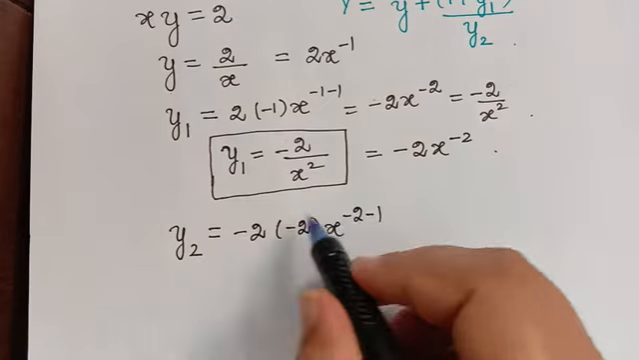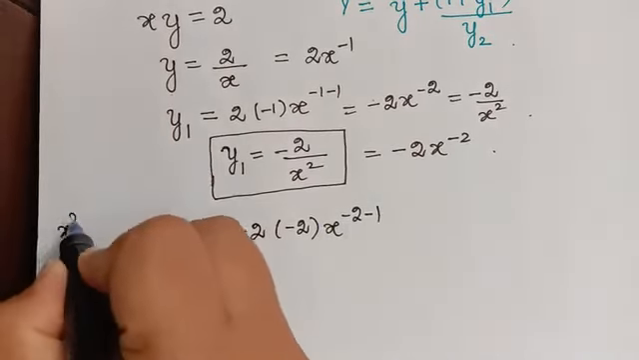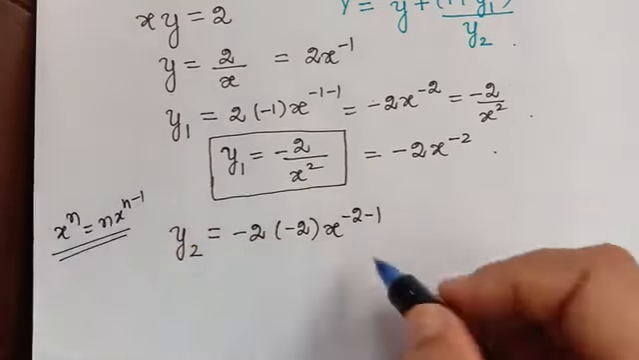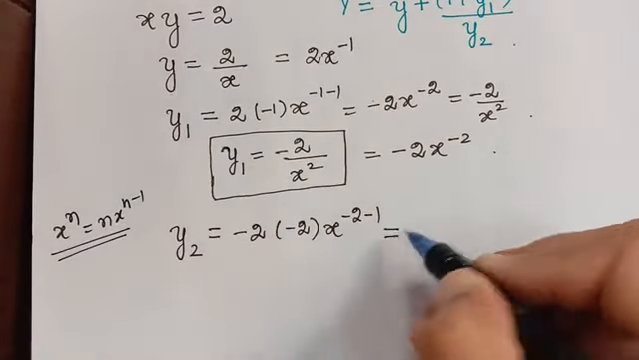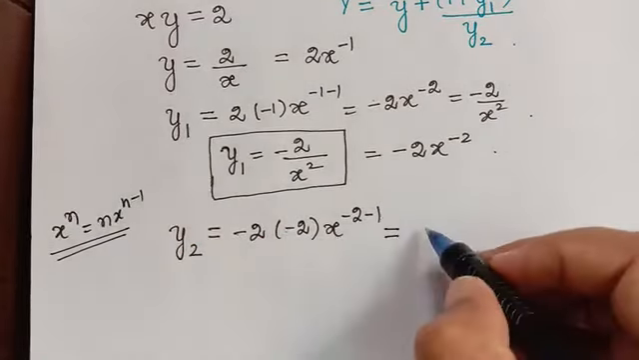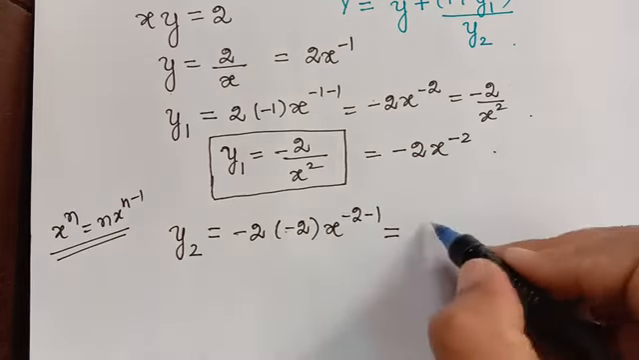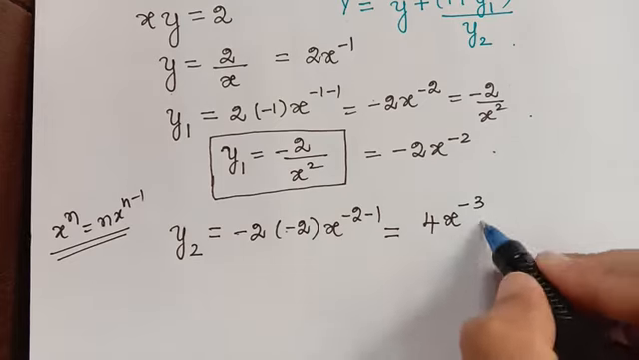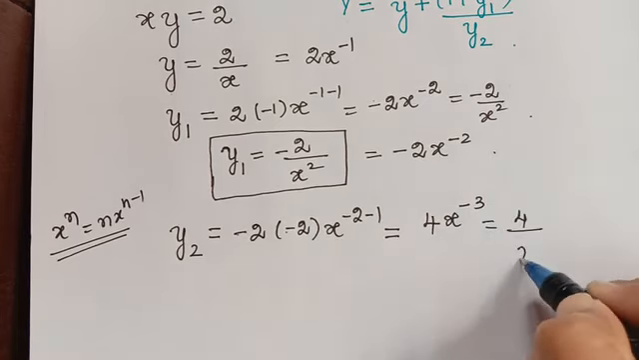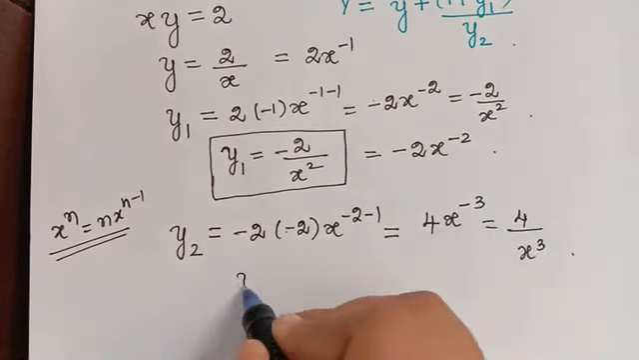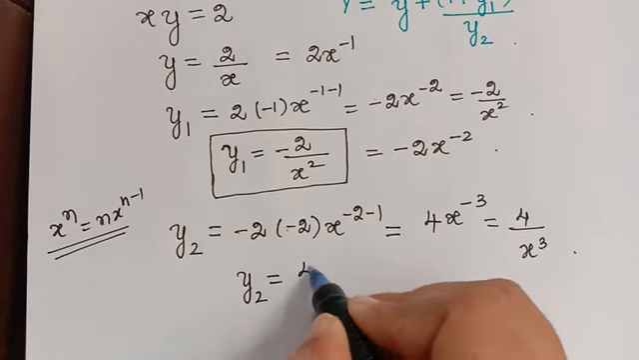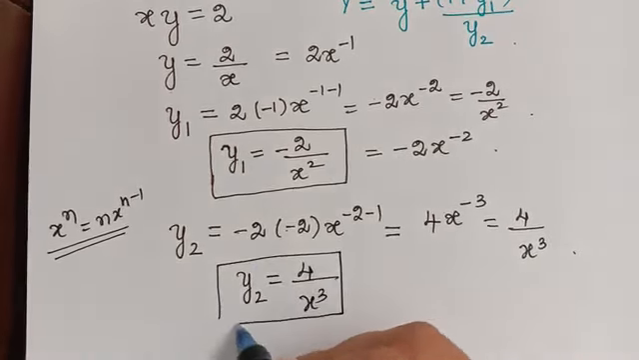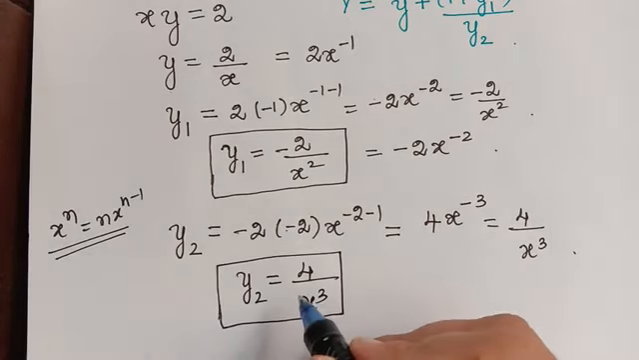This is by the formula that the differentiation of x power n is n x power n minus 1. So using this method we have obtained this. Minus into minus becomes plus, so 2 times 2 is 4, x to the power of minus 3, which is 4 by x cube. Therefore y2 is equal to 4 divided by x cube. So we have evaluated y1 and y2.